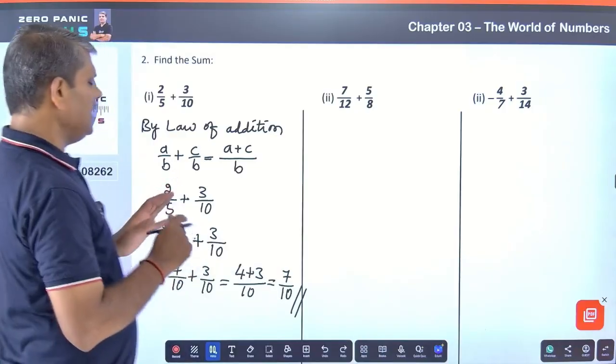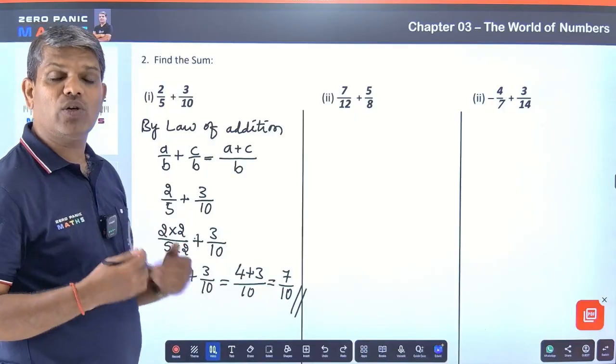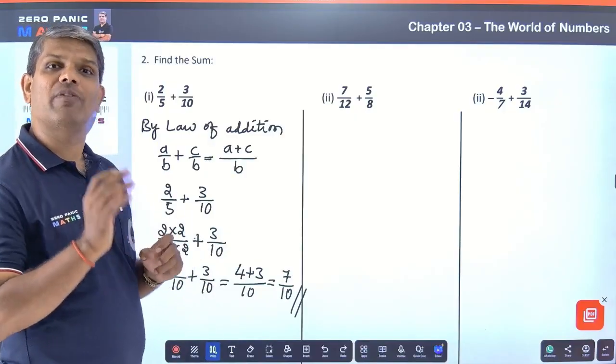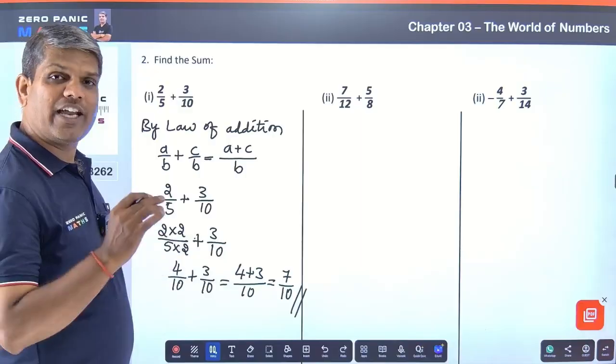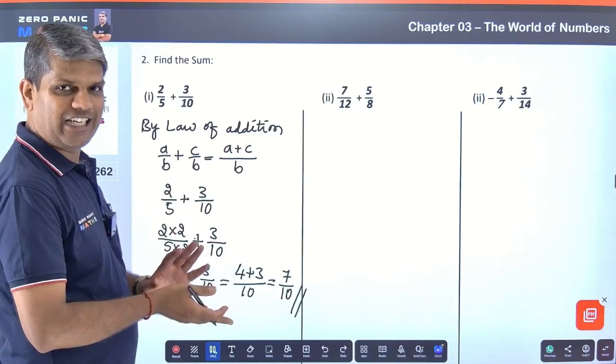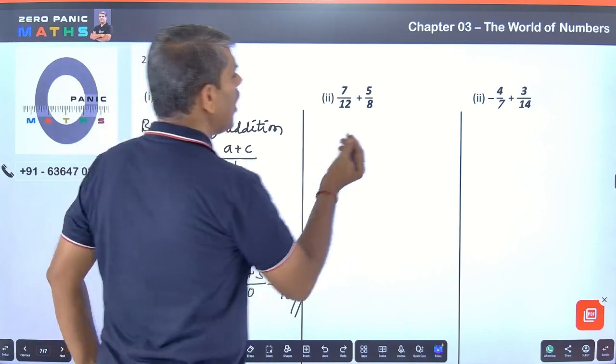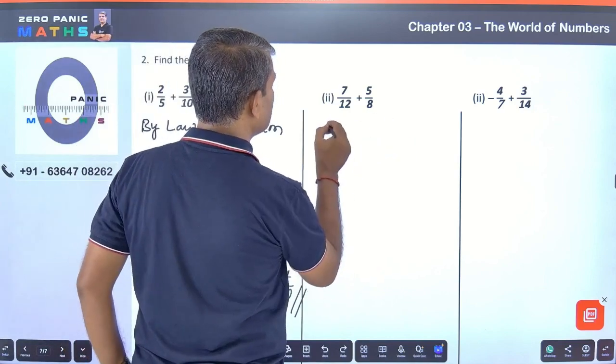So in general, what we are trying to do here is get an LCM, the least common multiple. Indirectly, we are doing the LCM only. Understood, right? Okay, so what I will do here is, listen to me carefully.